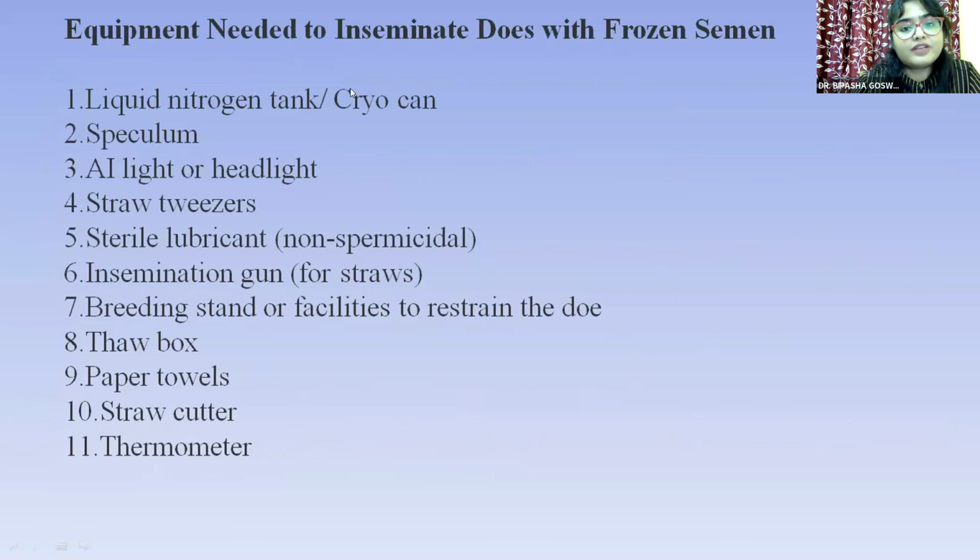Now here I have listed some equipment which is needed for goat AI: a liquid nitrogen tank or cryocan, vaginal speculum, AI light or headlight, as the structure of the vagina of sheep and goat is very small. So that's why a headlight is required for artificial insemination. Straw tweezer, a sterile lubricant that is non-spermicidal, insemination gun for straw, breeding stand or facilities to restrain the doe, thaw box, paper towels, straw cutter, and thermometer. These are the minimum required equipment for artificial insemination.